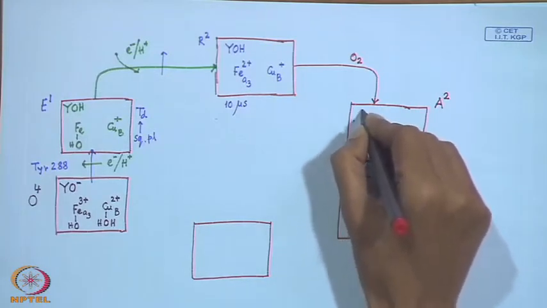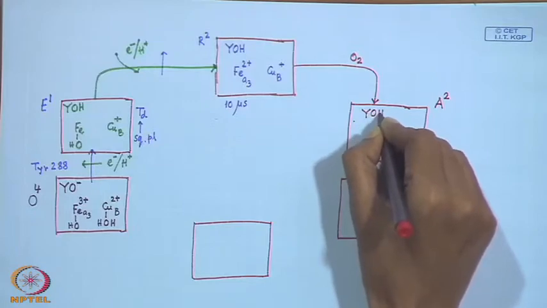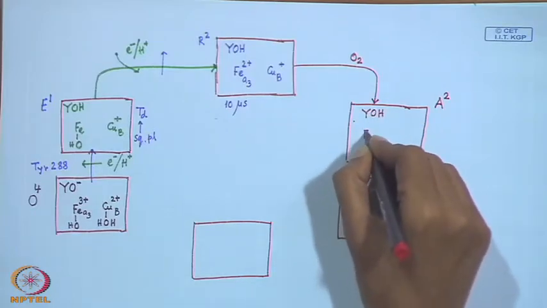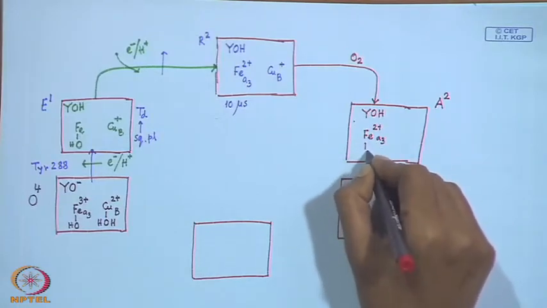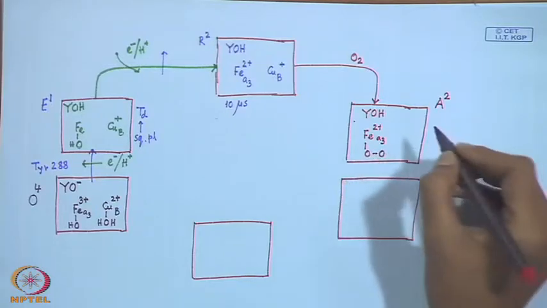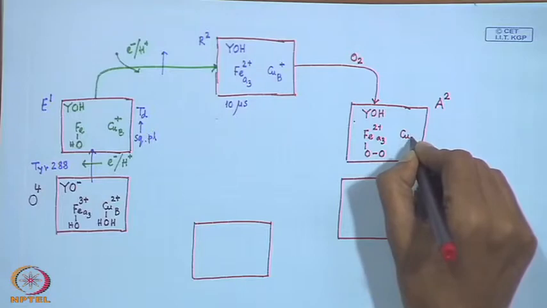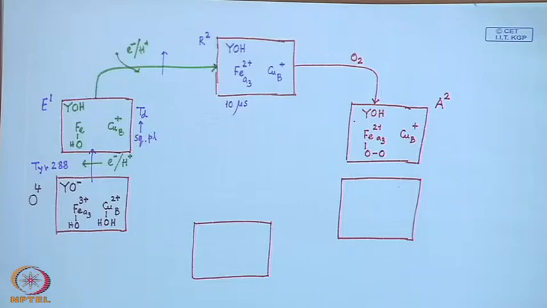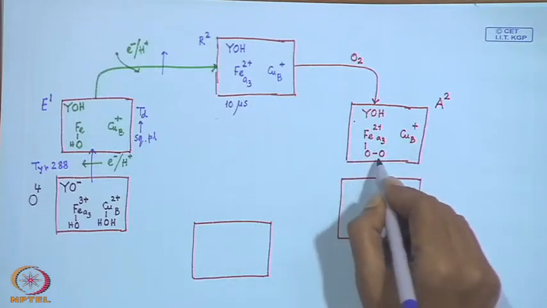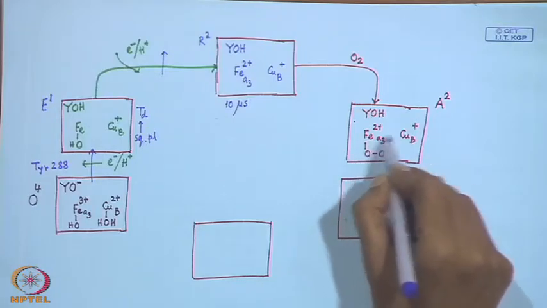So, in this particular A2 state we have YOH, the nearby tyrosine residue, then Fe2 plus of A3, which binds to the dioxygen molecule, and we have copper B in plus 1 state. So, this particular dioxygen binding, because afterwards it can give you something, if you have only the isolated pocket for dioxygen, that means this dioxygen molecule is not symmetrically bound between the iron site and the copper site.